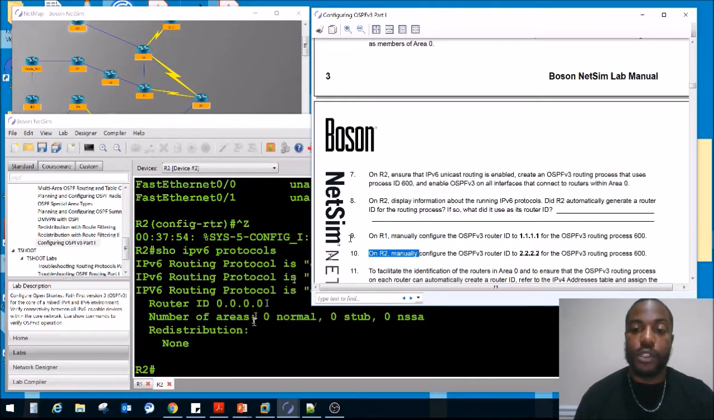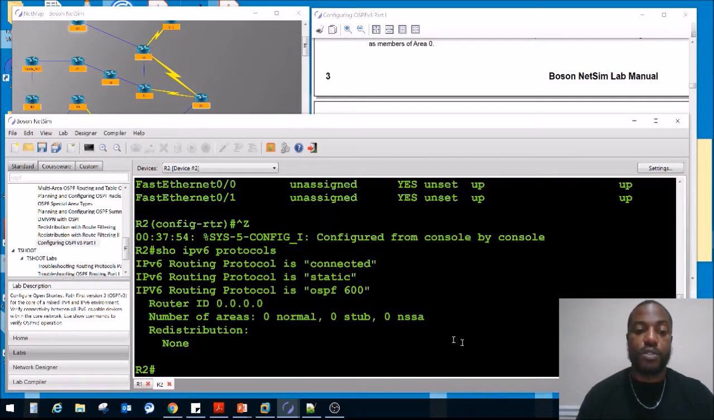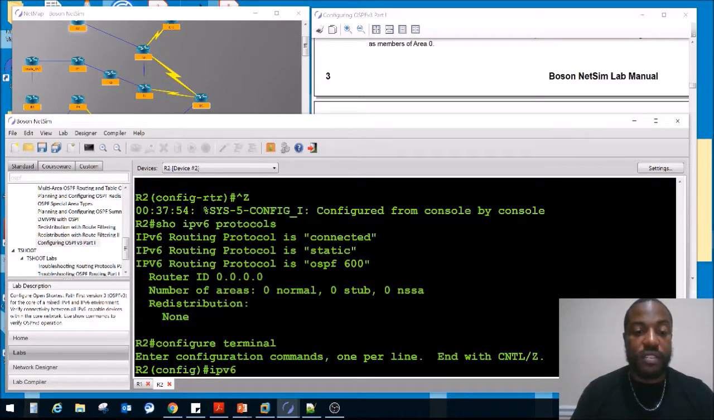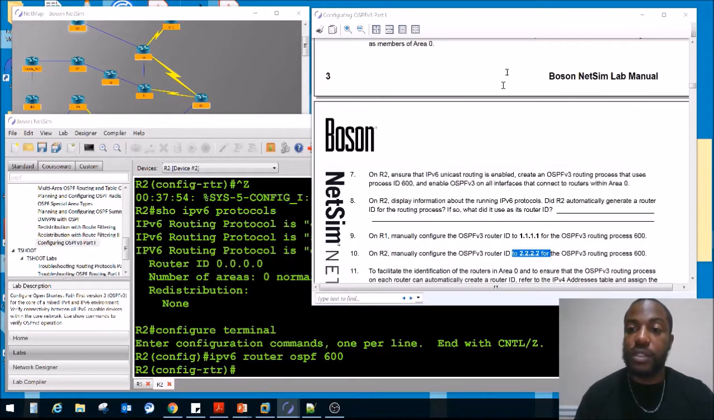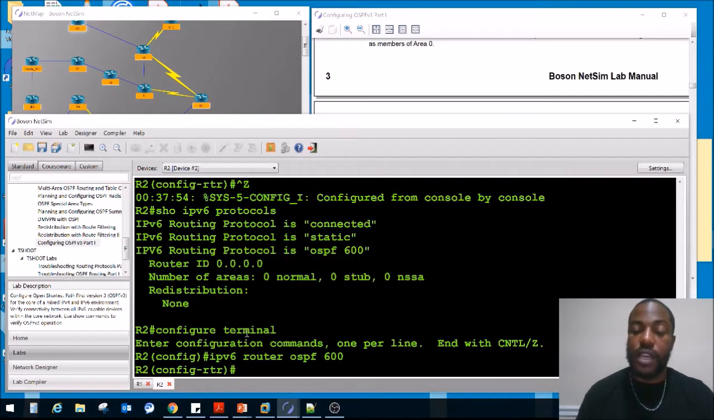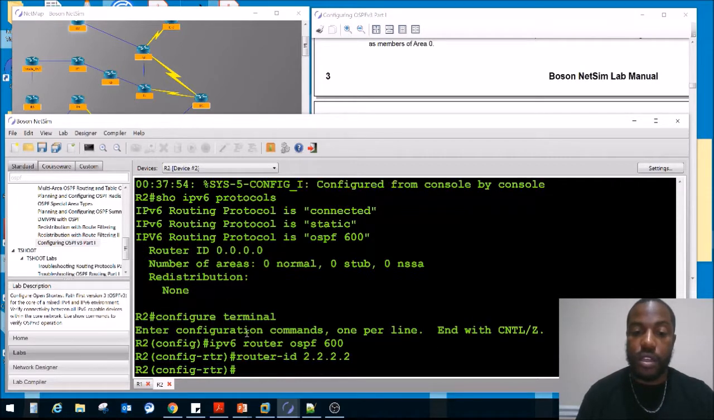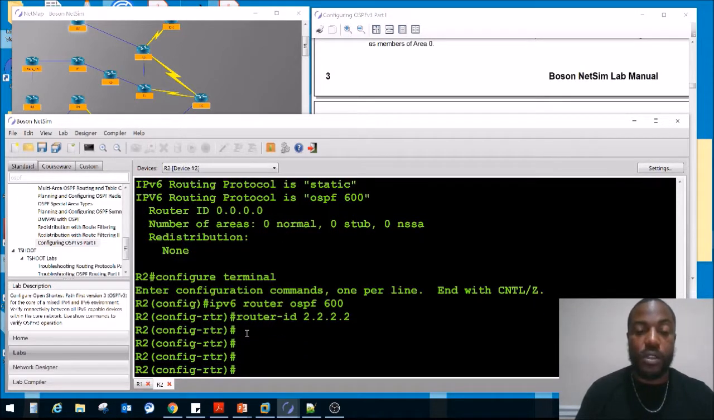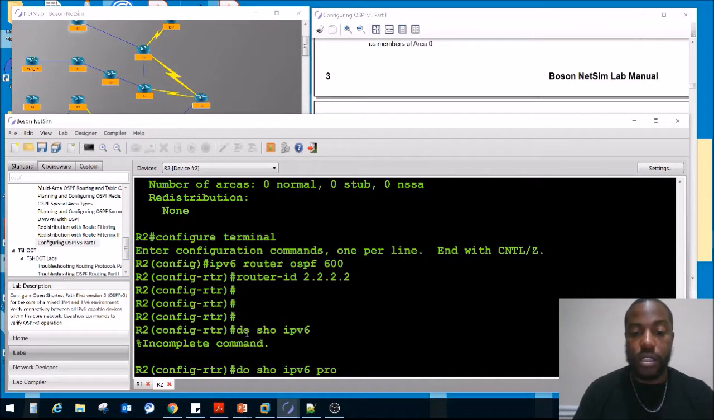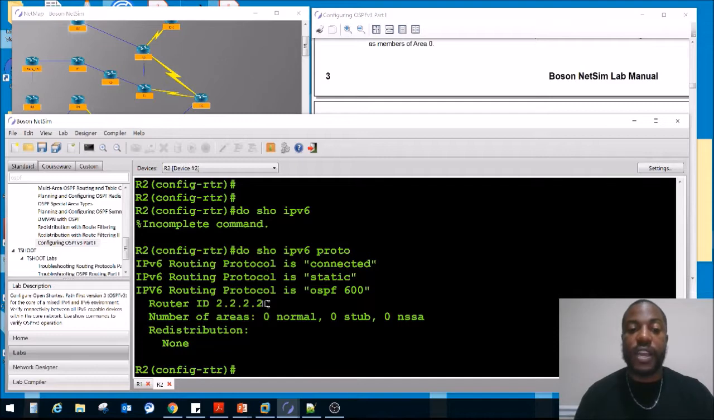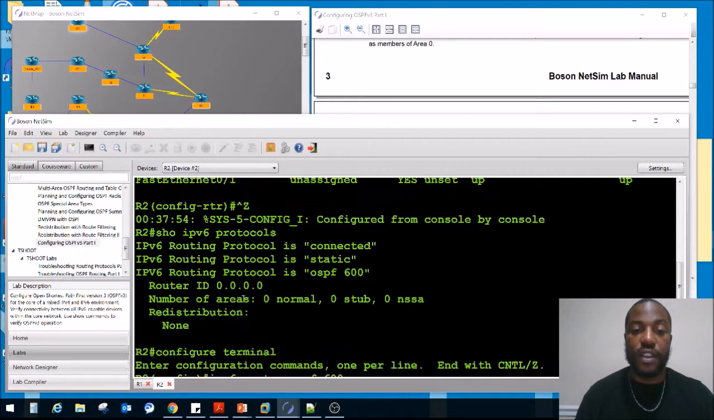We're going to do the same thing on router 2. What's router 2? We're going to do the router 2 and give him quad 2. So we're going to global config mode. IPv6 router OSPF 600, I believe the process was. And we're going to give it a router ID of quad 2. Now if we run that show IP protocols, do show IPv6, you can see now we have quad 2 instead of quad 0.